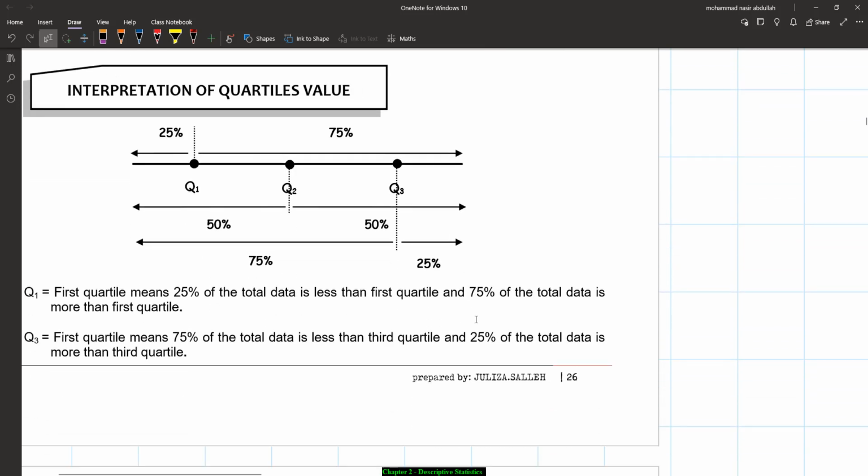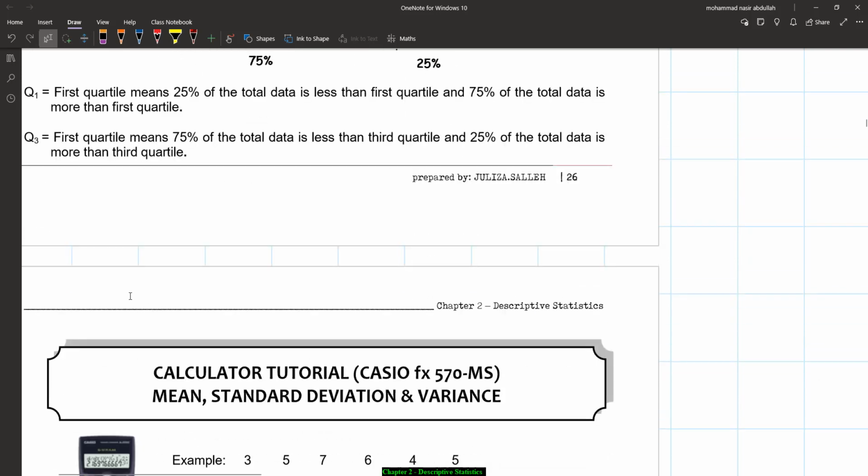Right. So this is an interpretation, the same as what I said earlier. For first quartile, 25% of the total data is less than quartile number 1, while 75% of the total observation or total data is more than quartile number 1. It's the same, you can read by yourself.